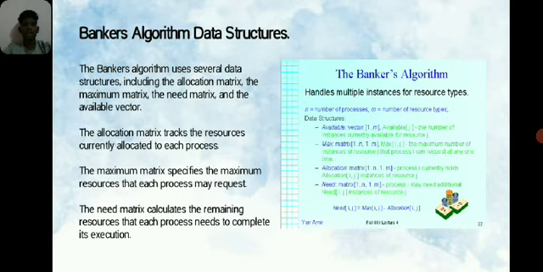Banker's algorithm data structures. The Banker's algorithm uses several data structures including the allocation matrix, the maximum matrix, the need matrix, and the available vector. The allocation matrix tracks the resources currently allocated to each process. The maximum matrix specifies the maximum resources that each process may request. The need matrix calculates the remaining resources that each process needs to complete its execution.